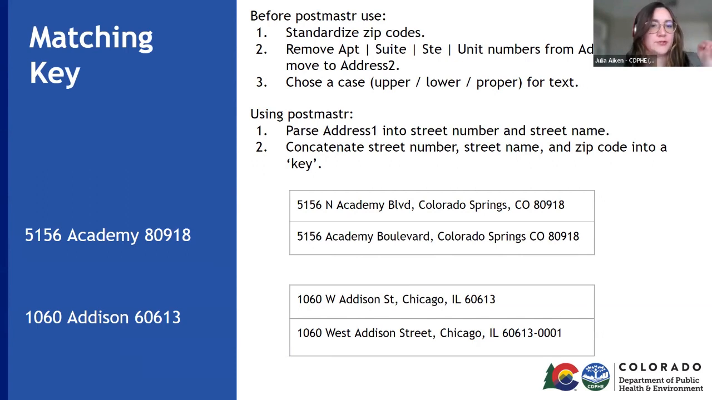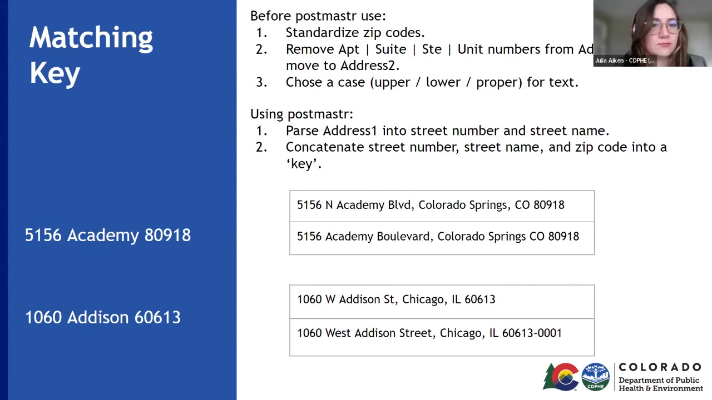But then with the Postmaster package, and Nicole, while I'm talking, would you mind dropping that link in the chat? Someone, what's the name of the package? Yeah, can do. It can parse out that street number and the street name, and then we just concatenate all of that into one key. I hope that answers your question. I will say Postmaster is not on CRAN, so you do have to use the remotes package to install it into R.